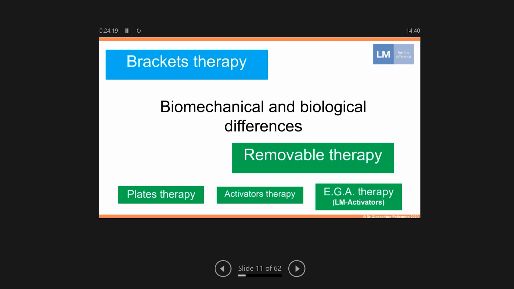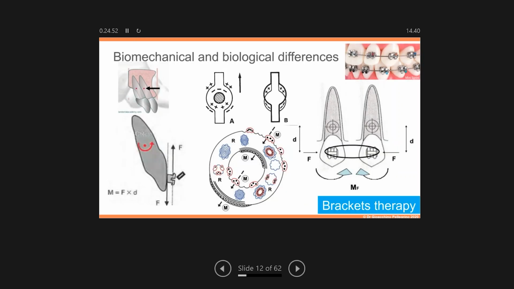And they are indicated in a specific period of the growth, in a peculiar kind of malocclusion. But when we speak about eruption guidance appliances, we speak about a kind of therapy that is able to guide the eruption of the teeth. And we will see that the eruption of teeth is something very complex, very long and very important during the growth. And in this field, the use of LM-Activators is really very important.